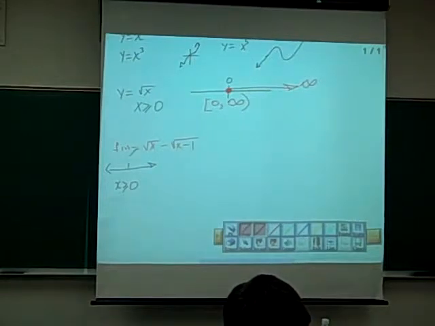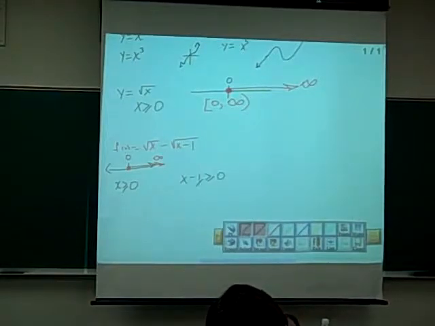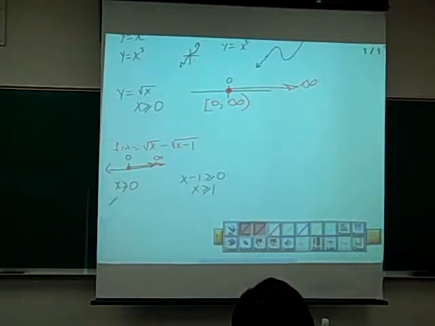Okay, so here's 0, and we know it's going to infinity, right? Now this one, x minus 1 is greater than or equal to 0. Solve for that, and we get x is greater than or equal to 1. Okay? So that one, if we draw it underneath here, here's 0, here's 1.